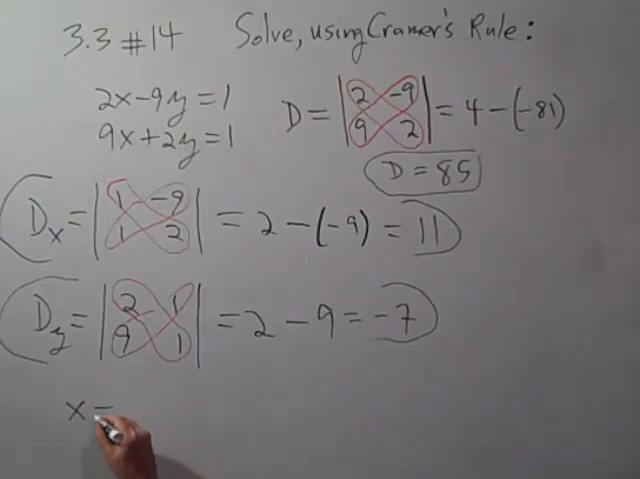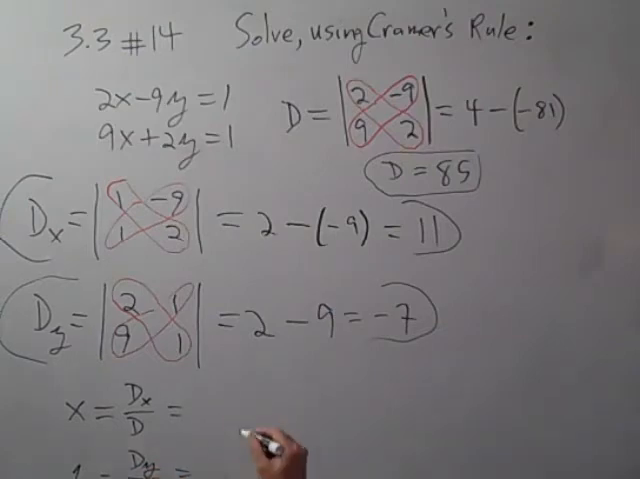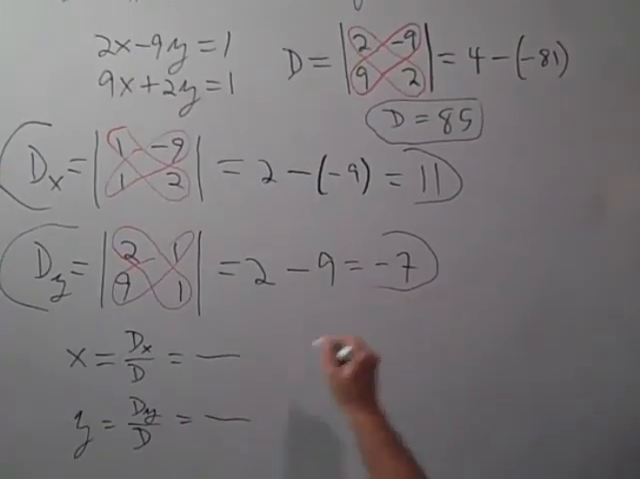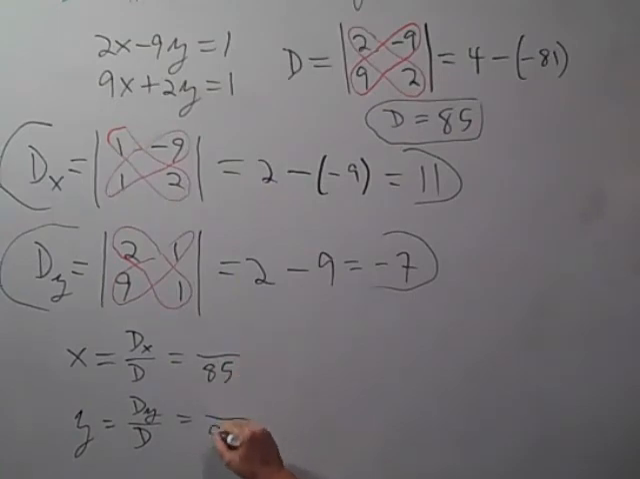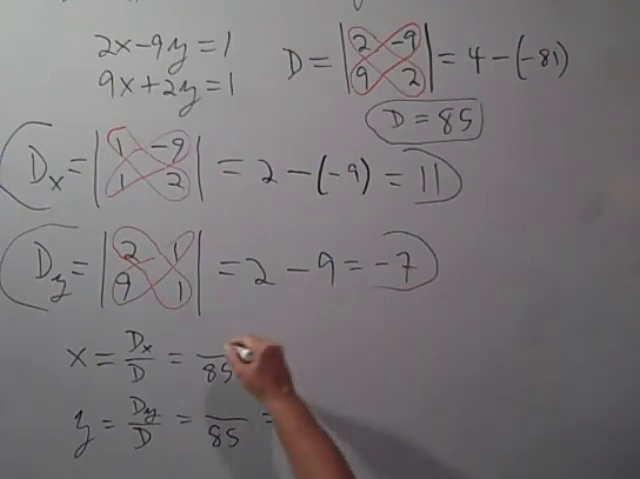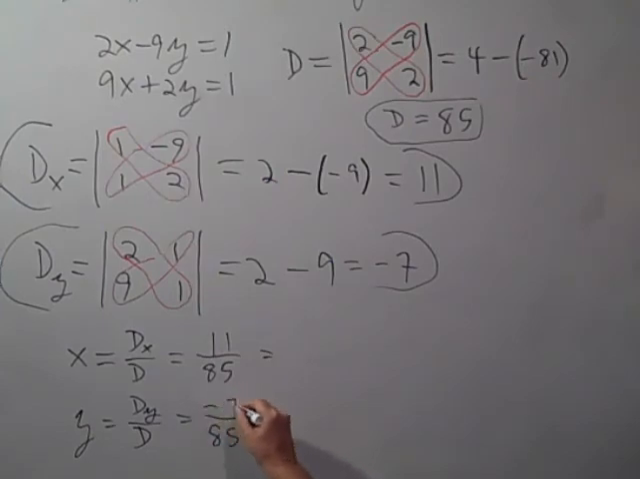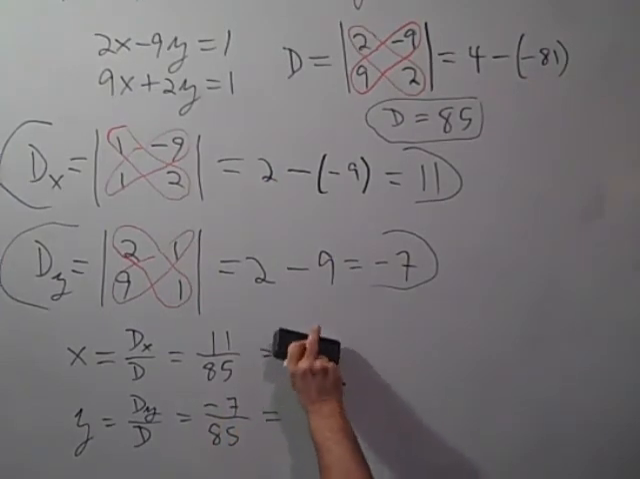these determinants. X is equal to d sub x divided by d, and y is equal to d sub y divided by d. So they're both dividing by d, which is 85. And to begin with, the d sub x is 11, and the d sub y is -7. So there we have our solution.